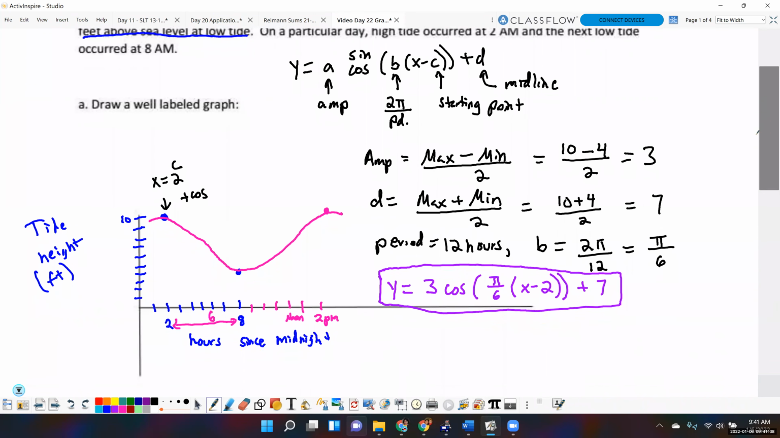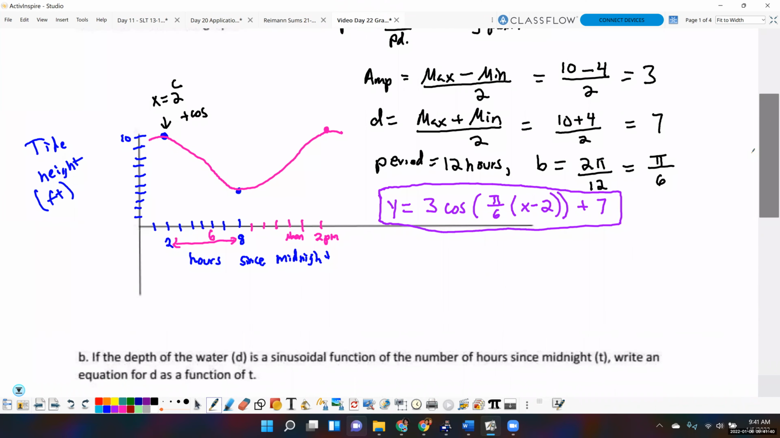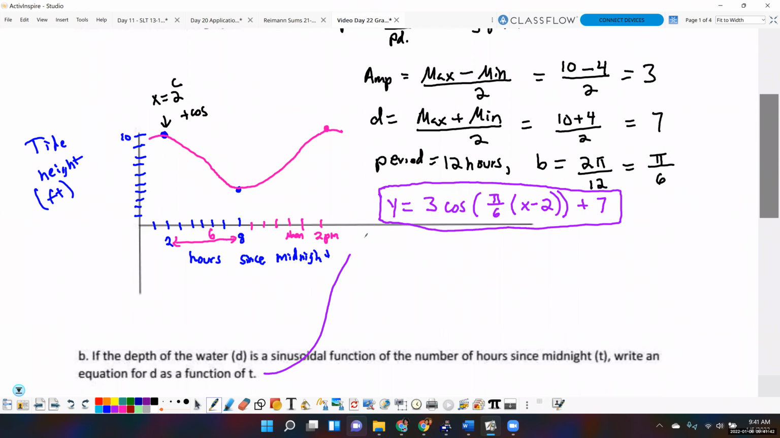Which I'm pretty sure is the next thing I was probably asked for. Yep, there we go. And it says D as a function of T. So you should do depth, like you could do depth as a function of time. But if you did X and Y, that would be fine also.